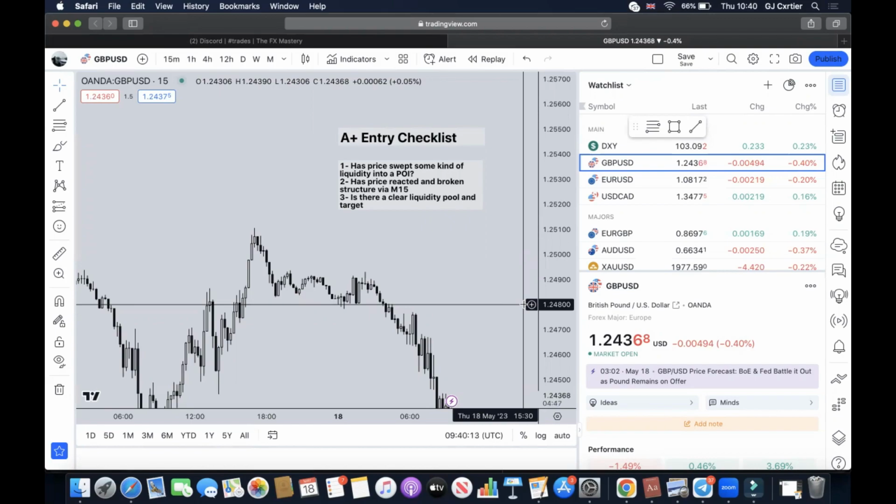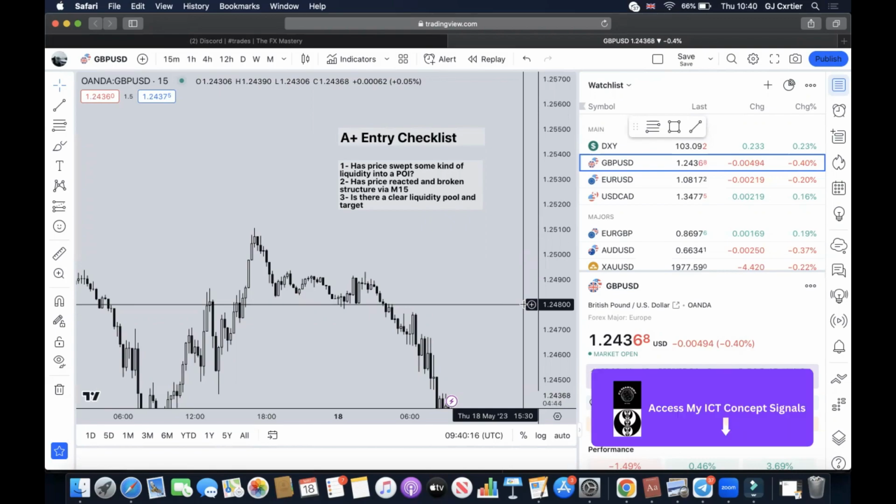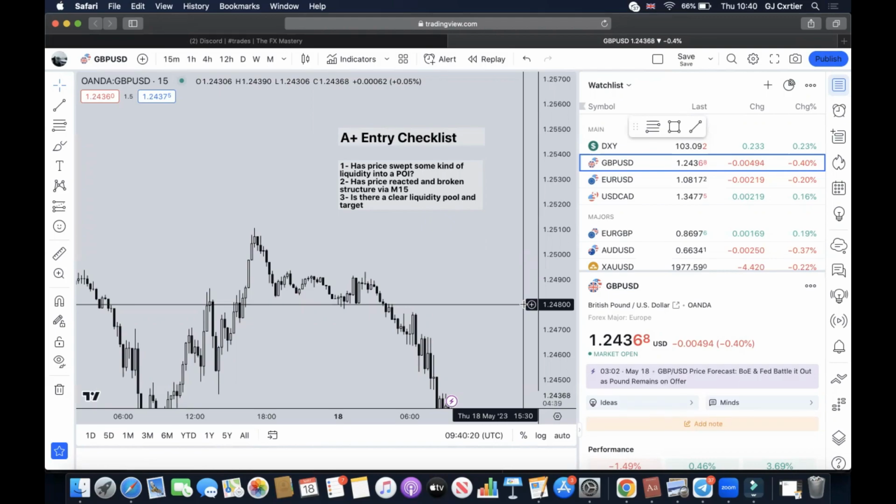Our third step for our A plus entry checklist is, is there a clear liquidity pool on the other side of the market? So let's say if we've taken buy side liquidity, is there a clear low that can now be taken as sell side liquidity? If there is no clear liquidity pool, this is a low probability trade, so do not enter it. You want your trades to have high probabilities that the next target will be the liquidity that you're targeting. You don't want to be in low probability trades, as you won't be able to manage the position with the confidence that you're meant to have.